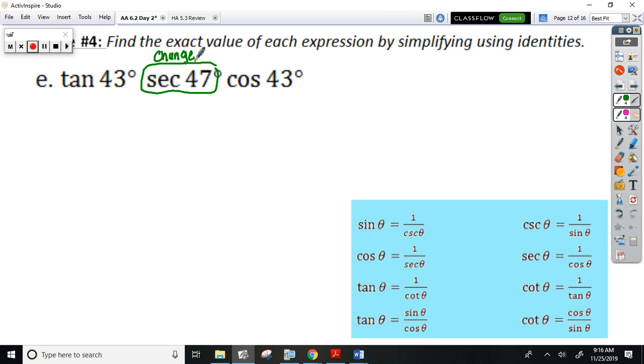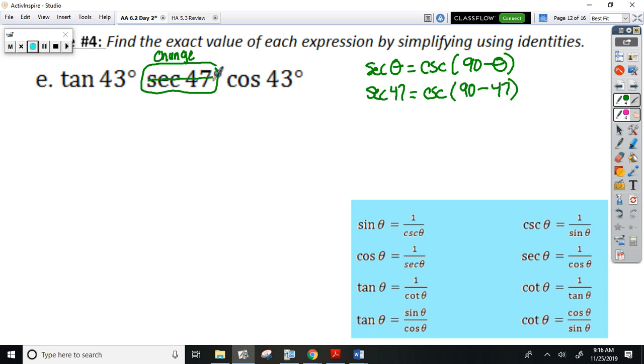The formula on your formula sheet says under complementary angles that secant of theta equals the cosecant of 90 minus theta. So secant of 47 is equal to the cosecant of 90 minus 47, which magically becomes the cosecant of 43. And I usually have these so that they're going to match. You have to change the trig function along with changing the angle. These are all on your formula sheet.